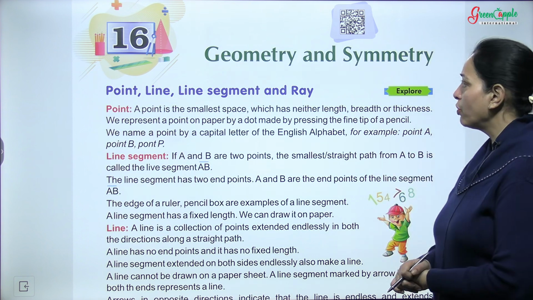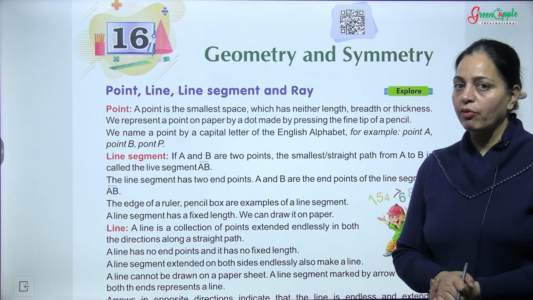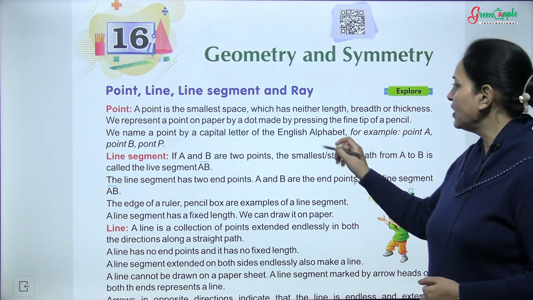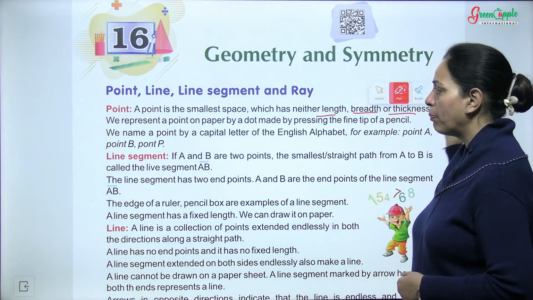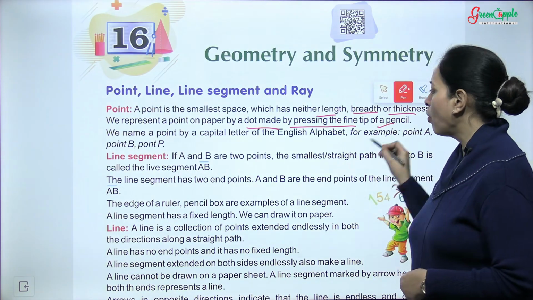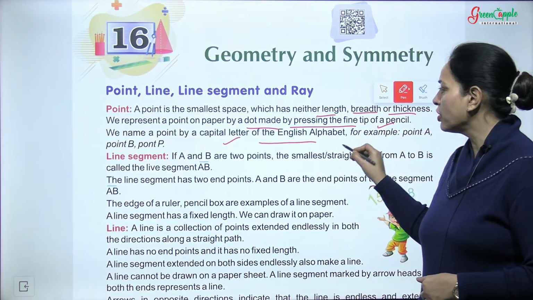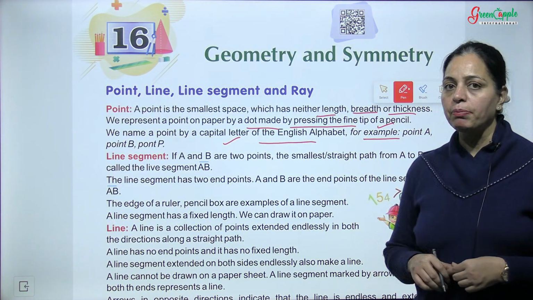Chapter 16, Geometry and Symmetry. Point, line, line segment and ray. A point is the smallest space which has neither length, breadth or thickness. We represent a point on paper by a dot made by pressing the fine tip of a pencil. We name a point by a capital letter of the English alphabet, for example, point A, point B, point P.